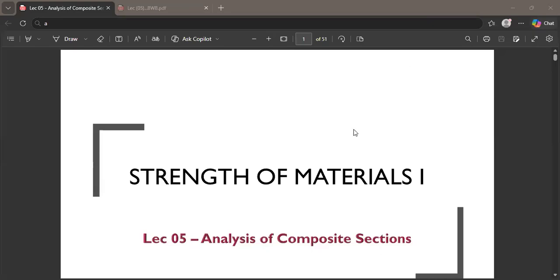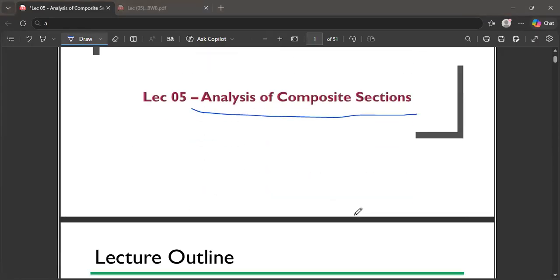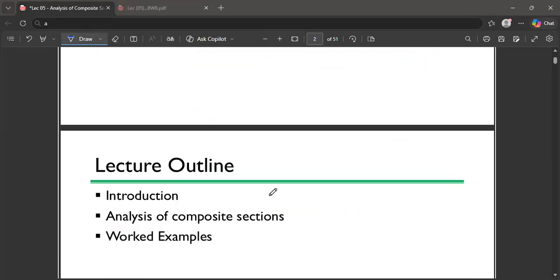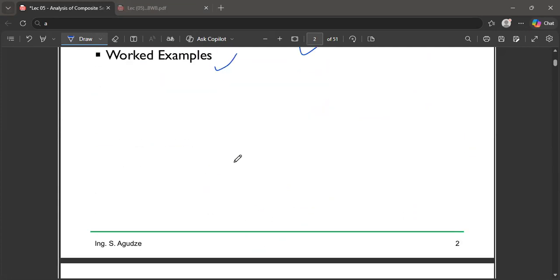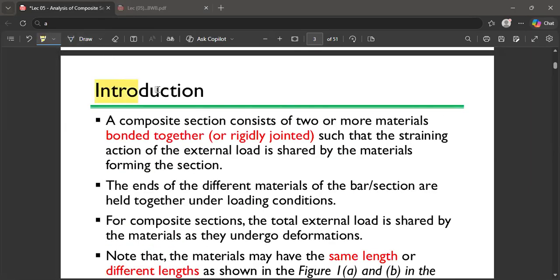All right. In lecture 5 of Strength of Material 1, we want to look at analysis of composite sections. Our lecture outline is composed of the introduction, analysis of composite section, and also some worked examples as well. Let's quickly look at the introduction.